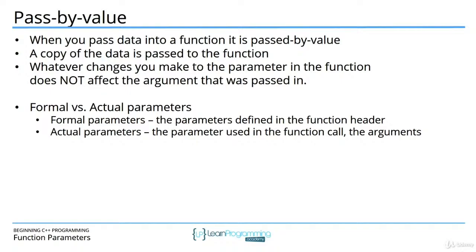Let's define some vocabulary used in programming languages, that is, formal versus actual parameters. Formal parameters are the parameters defined in the function's definition, in the function header. Actual parameters are the parameters that are used when the function is called, that is, in the function call statement. Many programmers and languages call actual parameters the arguments to a function. In C++, the actual parameters are passed by value or copied to the formal parameters. Let me show you an example that will make this clear.